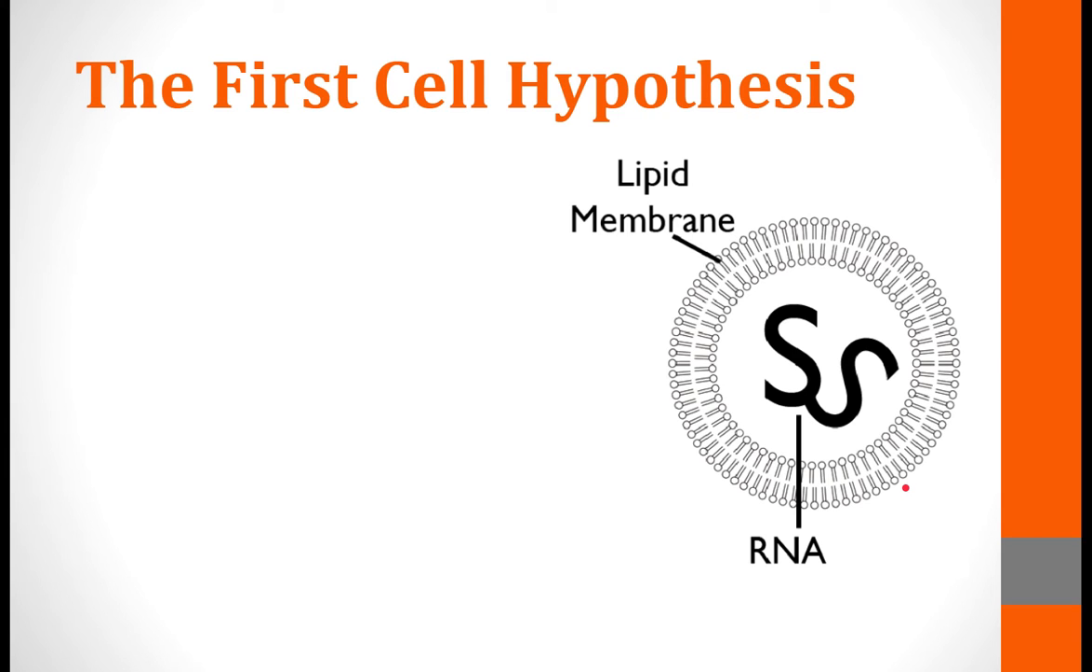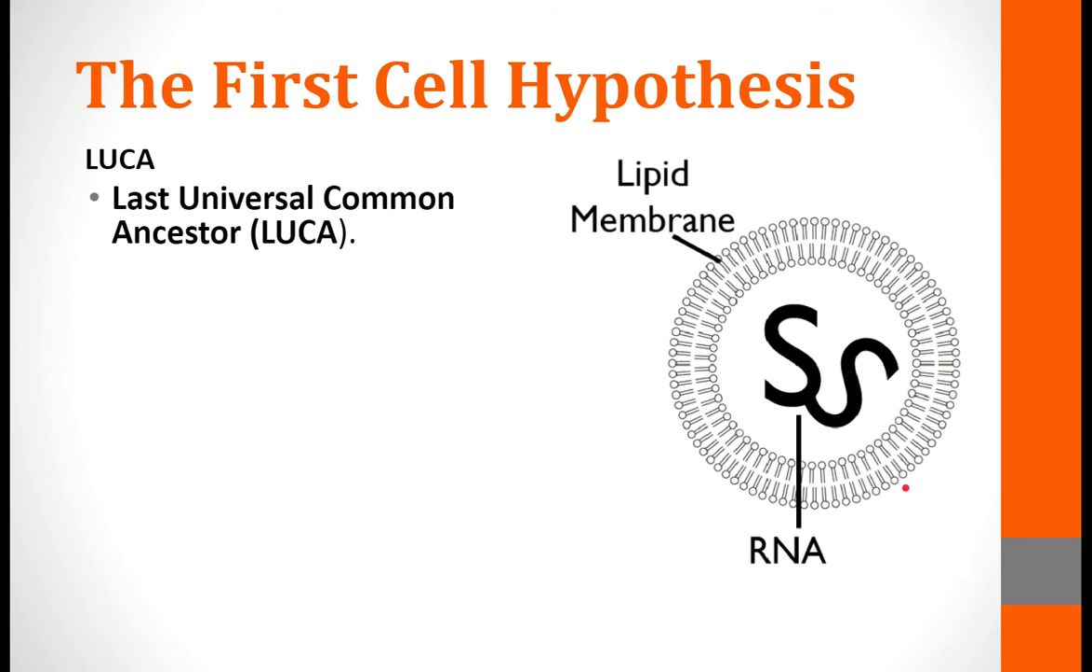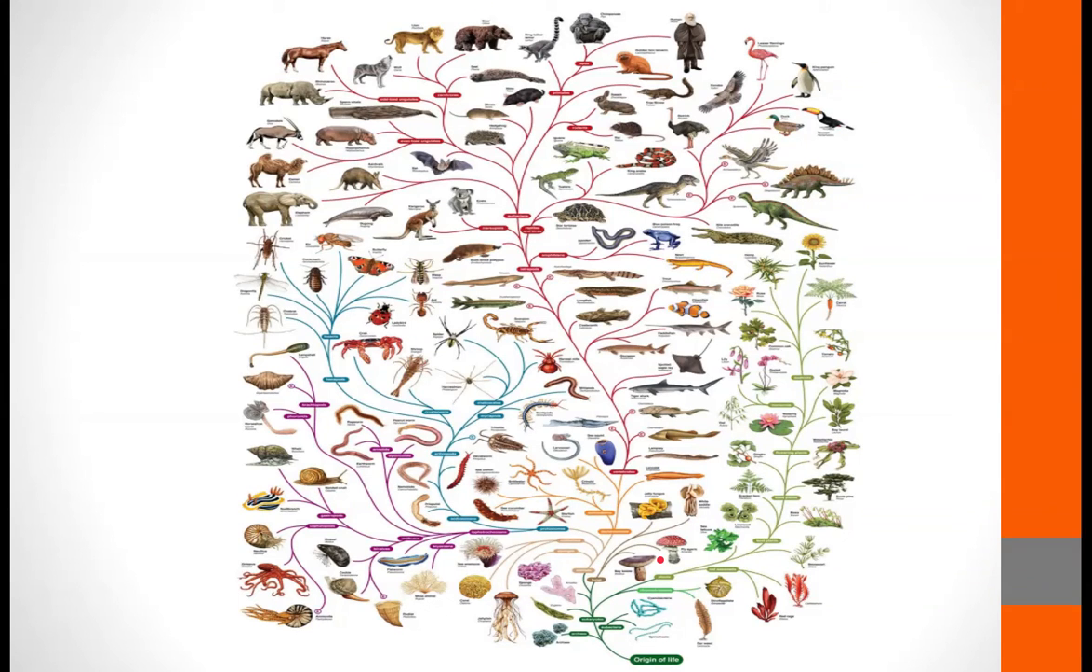Okay? And the very first organism we call the LUCA, which is the last universal common ancestor. And look how simple it is. It just has this lipid membrane and has some RNA in the middle of it, and that's about it. But scientists hypothesize that this was the very first organism, and that all organisms came from this.